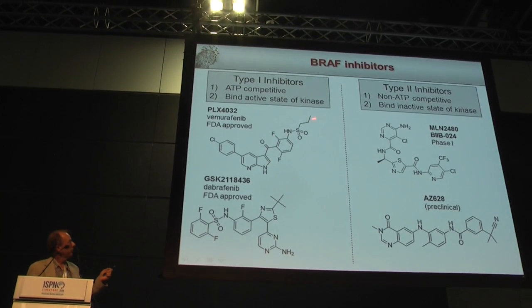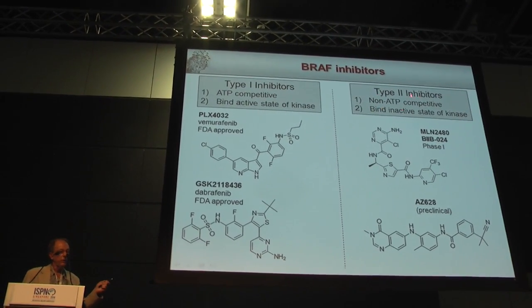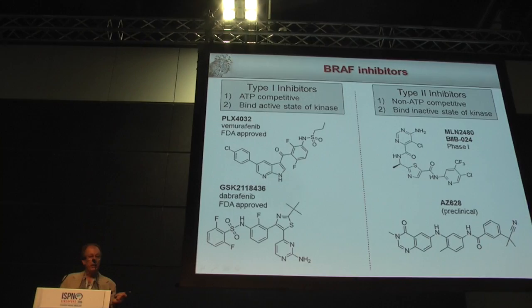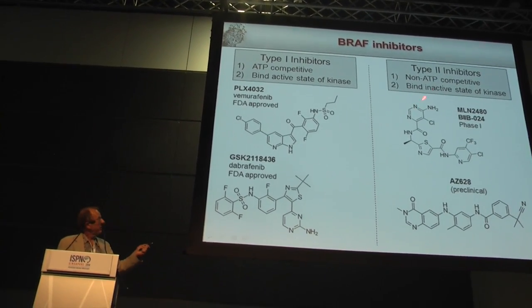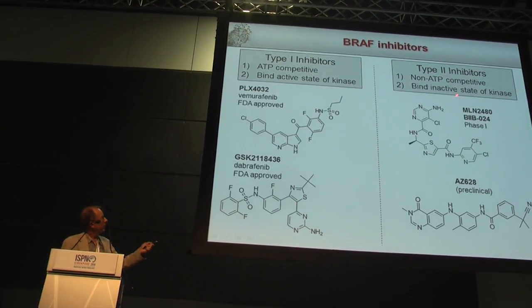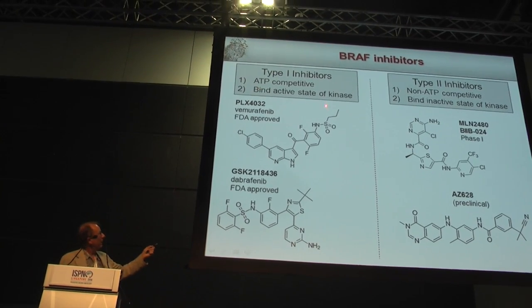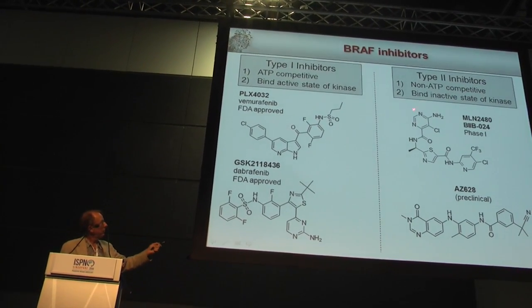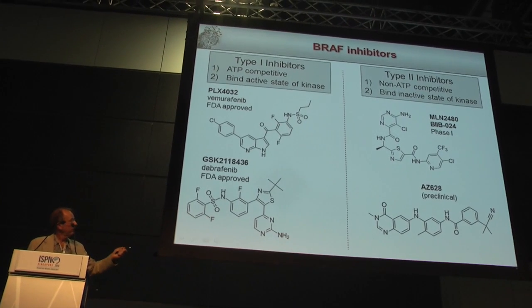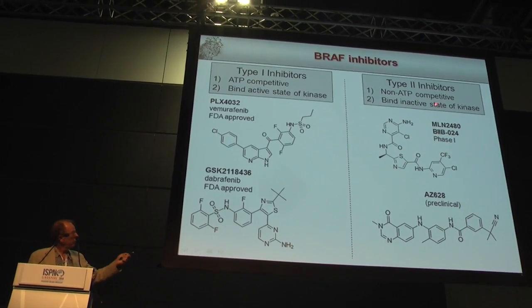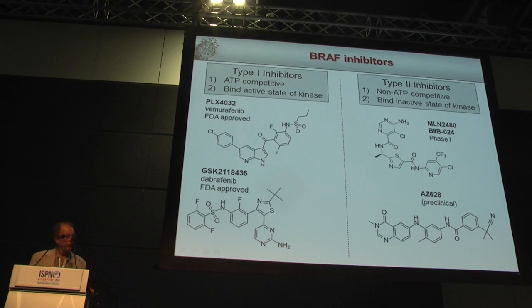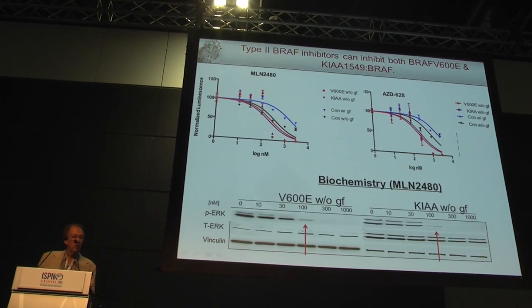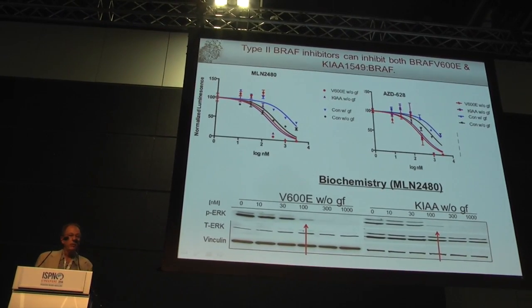We've been focusing recently on the second class of protein kinase inhibitors, the type 2 protein kinase inhibitors. These are non-ATP competitive inhibitors, and unlike the type 1s, which bind the active state of your favorite protein kinase, type 2 inhibitors bind the inactive state of the kinase. Here's two of them we've been working with, one from Millennium, one from AstraZeneca. These look much more encouraging.